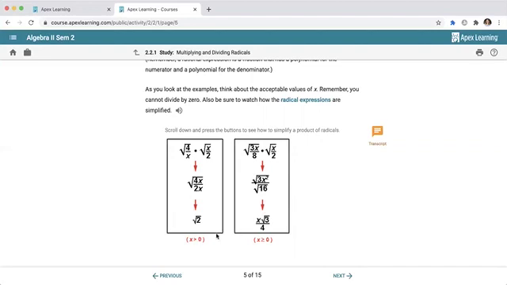And again, you can see here they have this little note, x has to be greater than 0 is what they're saying. So it can't be a negative number.